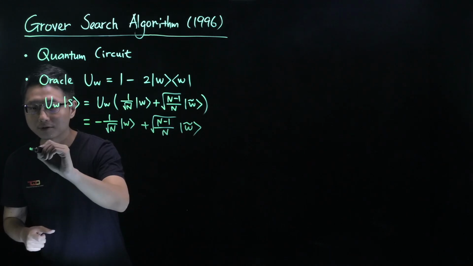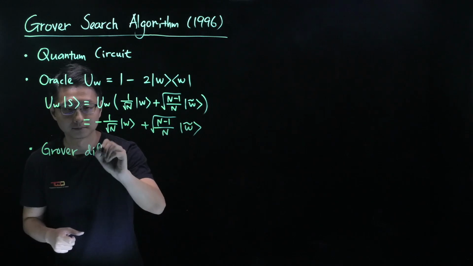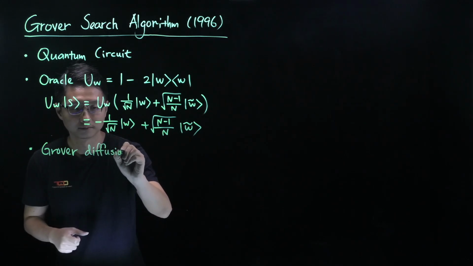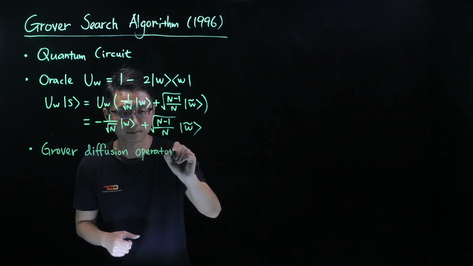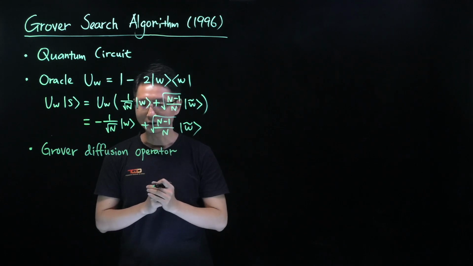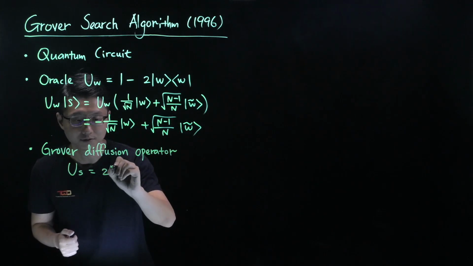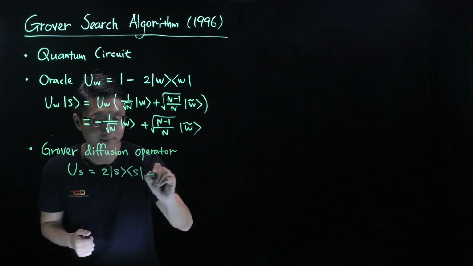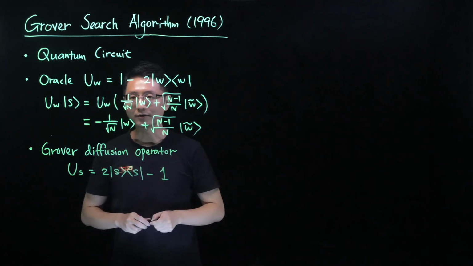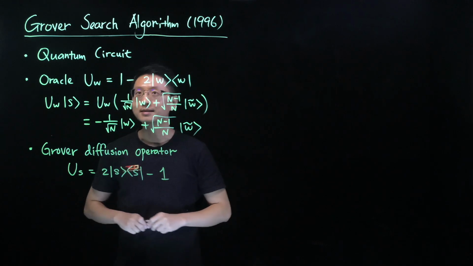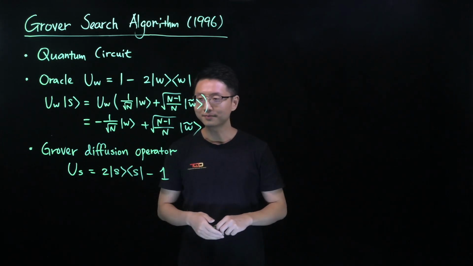After that, we need to do a Grover diffusion operator. So in order to realize the Grover diffusion operation, the operator is given by 2|s><s| minus the identity. Again, you can check for yourself easily that this does a reflection about the axis defined by s. We are now ready to draw the quantum circuit for the Grover search algorithm.